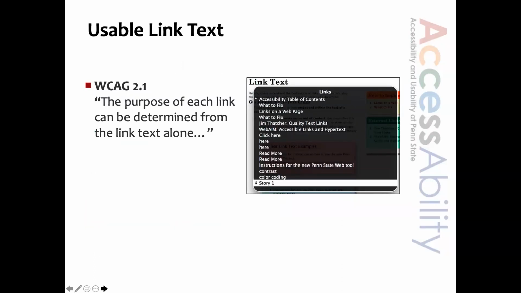So one of the easiest things to fix is usable link text. According to Web Content Accessibility Guidelines, the purpose of the link can be determined from the link text alone. One reason we recommend that is because someone on a screen reader, if they go to a new website such as CNN or a news site, they might pull up a list of links. And if the list of links includes things like Jim Thatcher quality text links or WebAIM, they know they're going to a different website. But if the link just says here, here, or click here, or read more, it's more confusing.